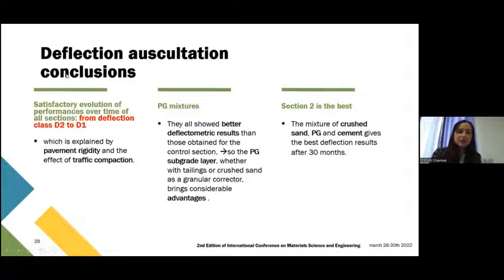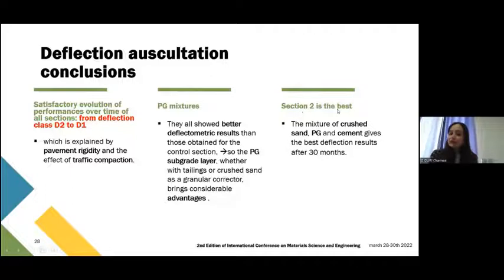Deflection auscultation conclusions. Satisfactory evolution of performances over time of all sections, from deflection class D2 to D1, which is explained by pavement rigidity and the effect of traffic compaction. Phosphogypsum mixtures, they all showed better deflectometric results than those obtained for the control section. So the phosphogypsum subgrade layer, whether with tailings or crushed sand as a granular corrector, brings considerable advantages.